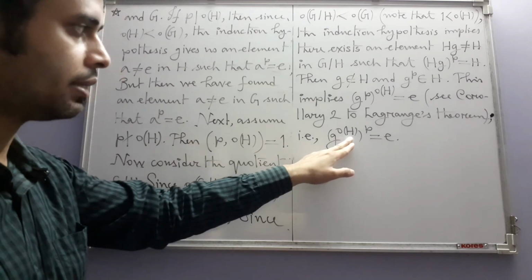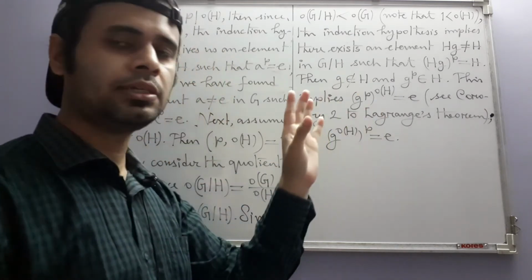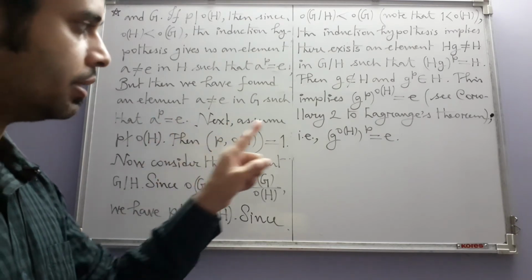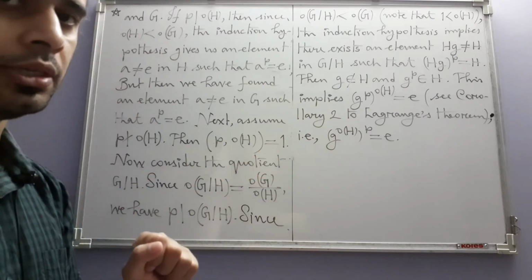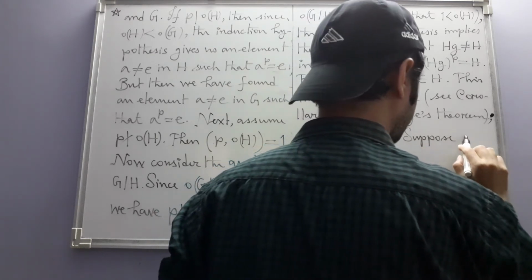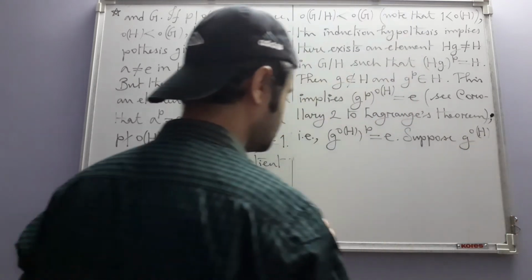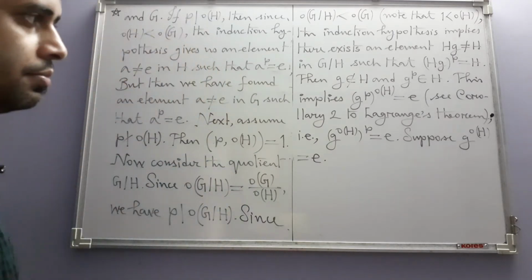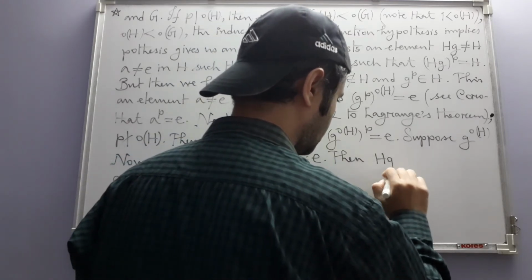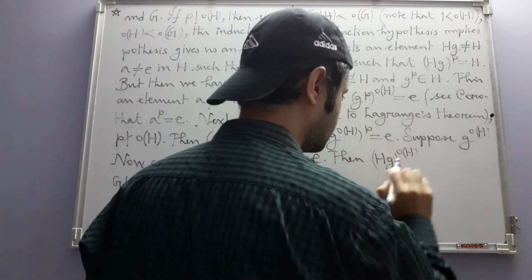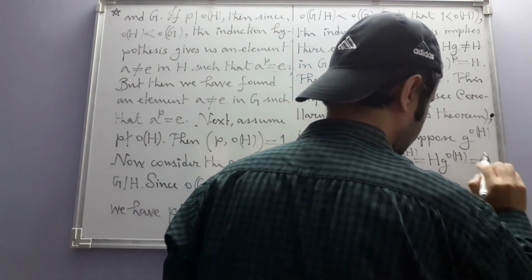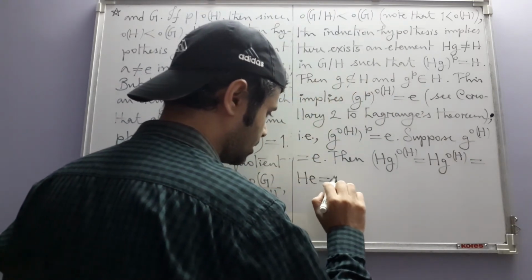We have in fact found an element, because this is after all an element in G to the power order of H, whose pth power is equal to E. But additionally, we also need to make sure that this itself is not equal to E. So let's suppose just that. Suppose G to the power order of H is equal to E. Then Hg to the power order of H is equal to this, which is equal to He, that is equal to H.